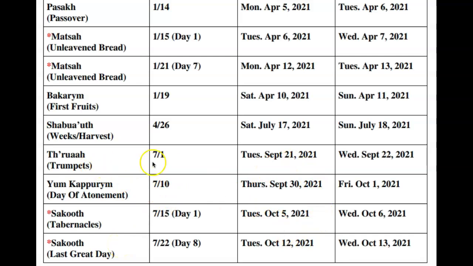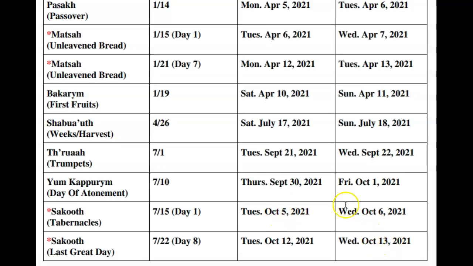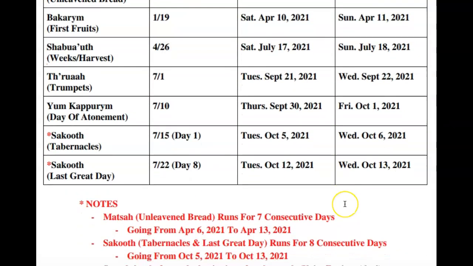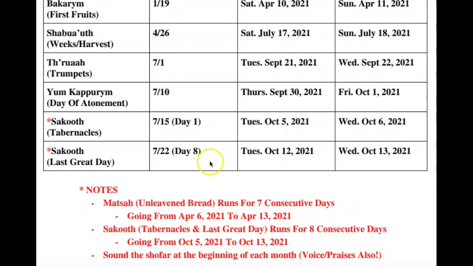As you see, trumpets will begin around September 21st through September 22nd, 2021, from sundown to sundown. Day of Atonement will be September 30th through October 1st, 2021. And then there's also Tabernacles, which is an 8-day festival. It runs for 8 consecutive days, and it starts October 5th, 2021, going all the way until October 13th, 2021. And I also listed those right here.